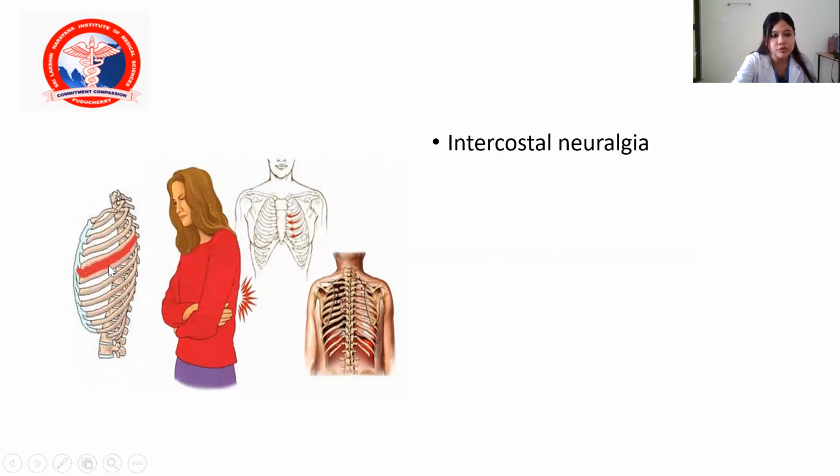In this image, you can see this red color. What they're showing is the intercostal space. Any injury, due to a rib fracture or maybe a viral infection of the spinal ganglia of this thoracic nerve, will lead to this neuralgia. It is a very sharp, excruciating pain. It may be seen in rib fracture or in viral infection, that is, herpes infection.